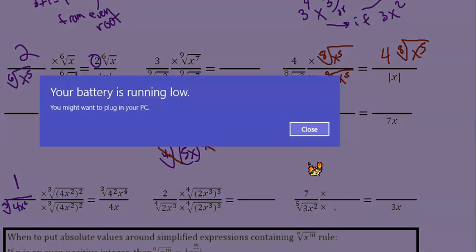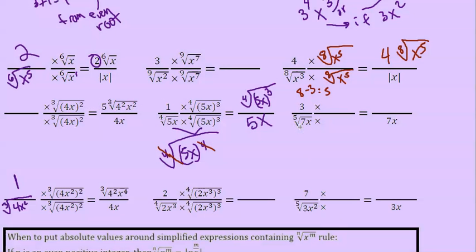Let's do one more. So we have the 5th root of 3x squared. We would get 3x left. So we're going to have the 5th root of 3 to the 4th power and x to the 3rd power. So at the top we're going to have 7 times the 5th root of 3 to the 4th power times x to the 3rd power.